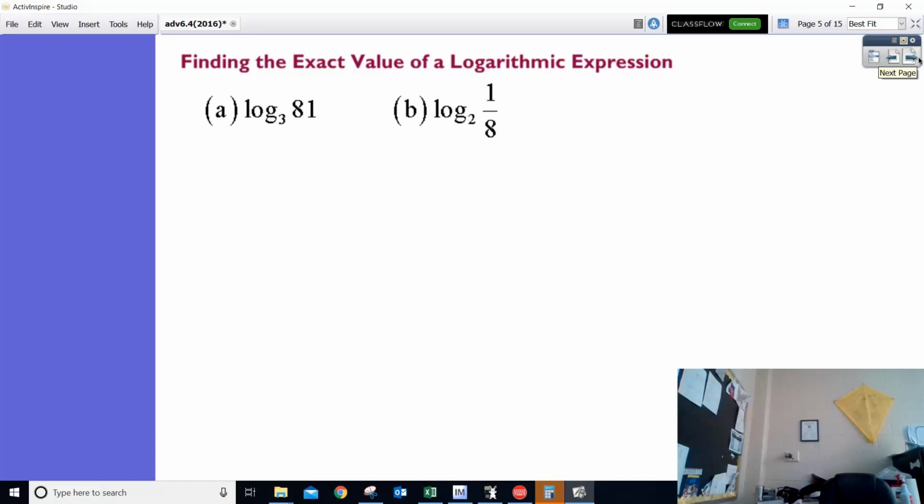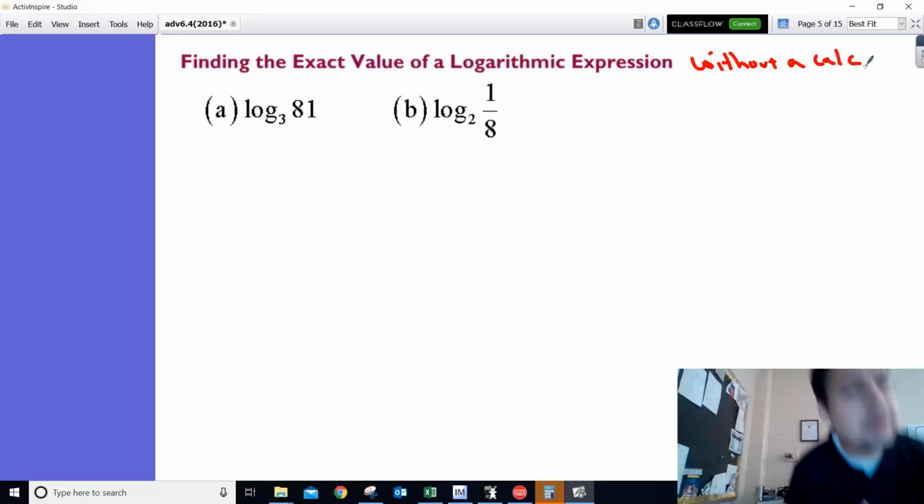Find the exact value of a logarithmic expression. In your homework, if you look at it, there's a little section that says without the calculator. You're supposed to be trying to do it without a calculator, by hand. To do these, the first thing you really have to do is ask yourself, what is the logarithm asking? You have to understand what the logarithm is asking.